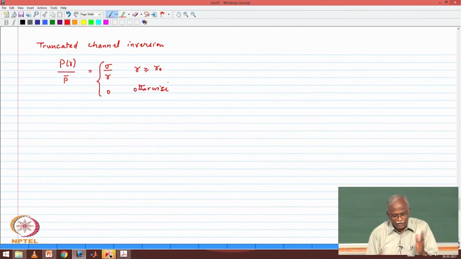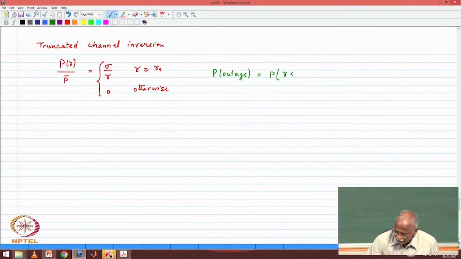Okay, this is like you are trying to take some benefit or intuition from water filling. And of course, this will result in outage. So the probability of outage is the probability that gamma is less than gamma naught. That you cannot avoid, because you are basically not going to deal with those channel conditions. Okay. So now we have to find out what is my sigma level.